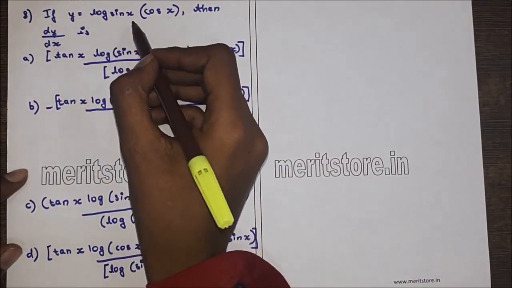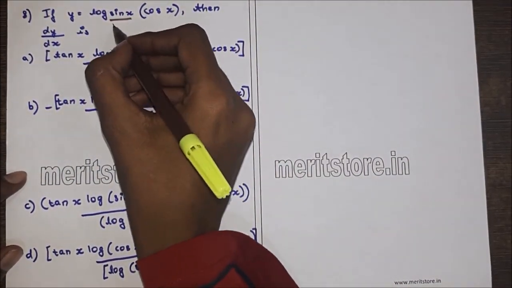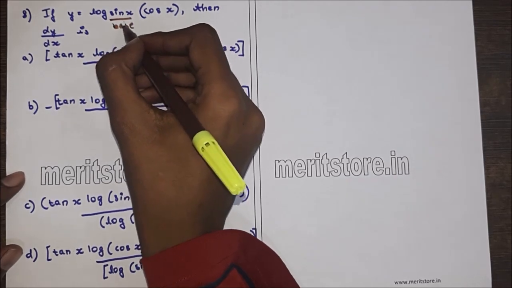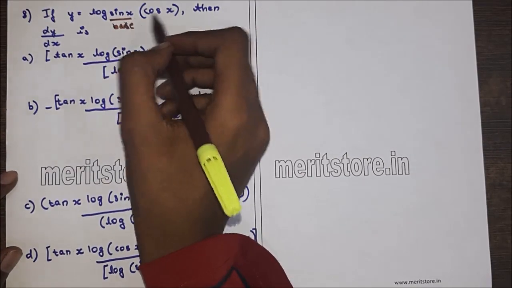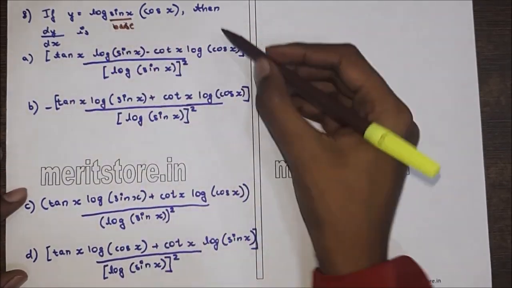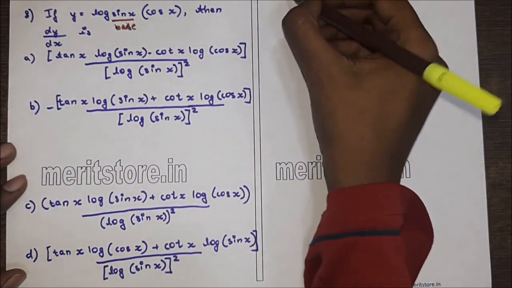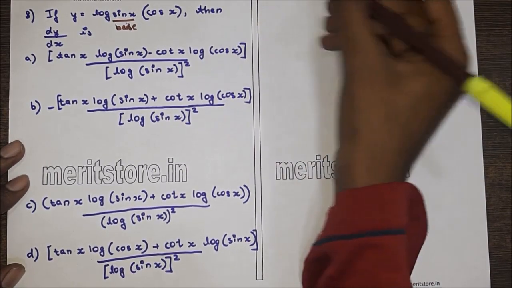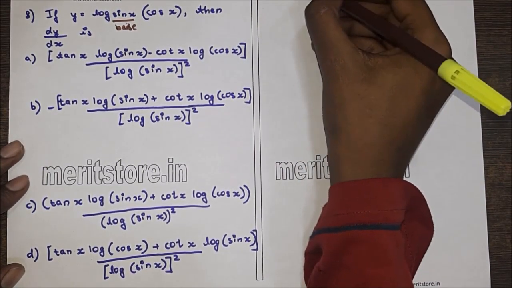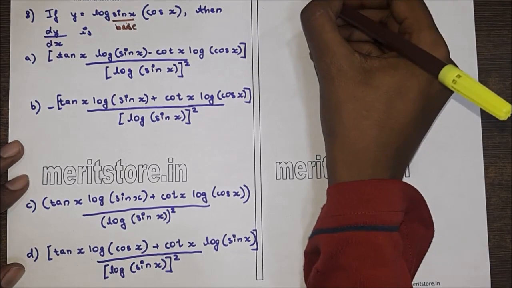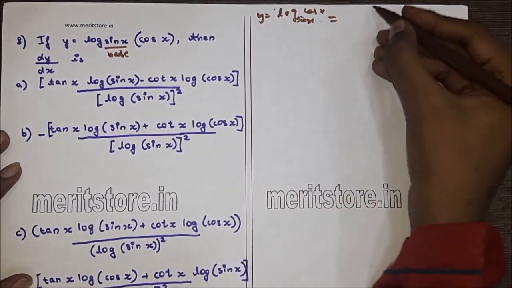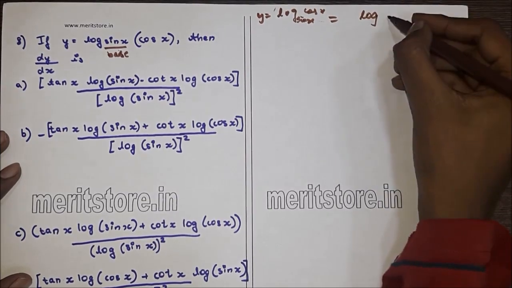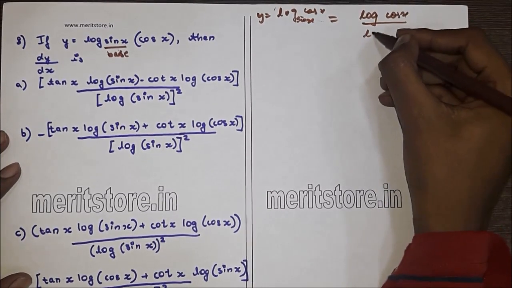If y is log of cos x to the base sin x, this is the base of the log, then dy by dx is, these are the options. So first we have y equals log of cos x to the base sin x. By rule of logarithms, we can write this as log of cos x upon log of sin x.